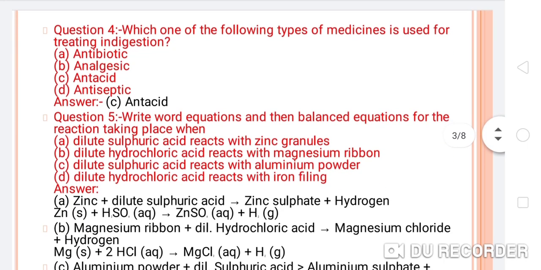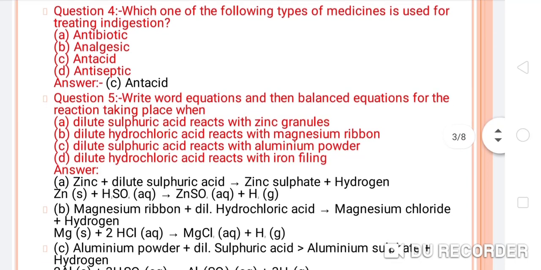Now question number 5. Write the word equation and the balanced equation for the reaction taking place when.